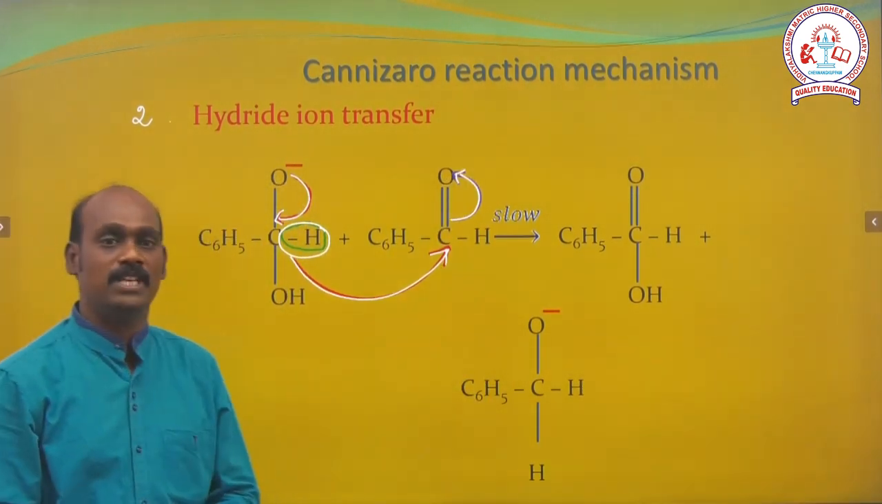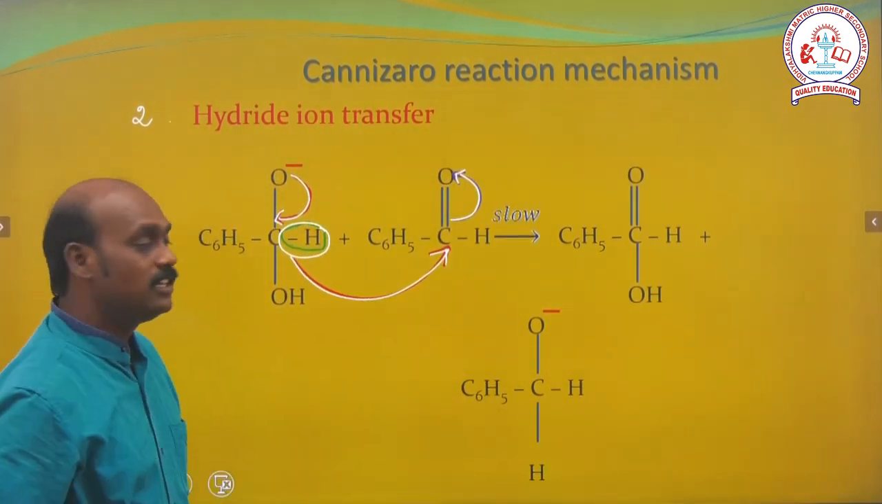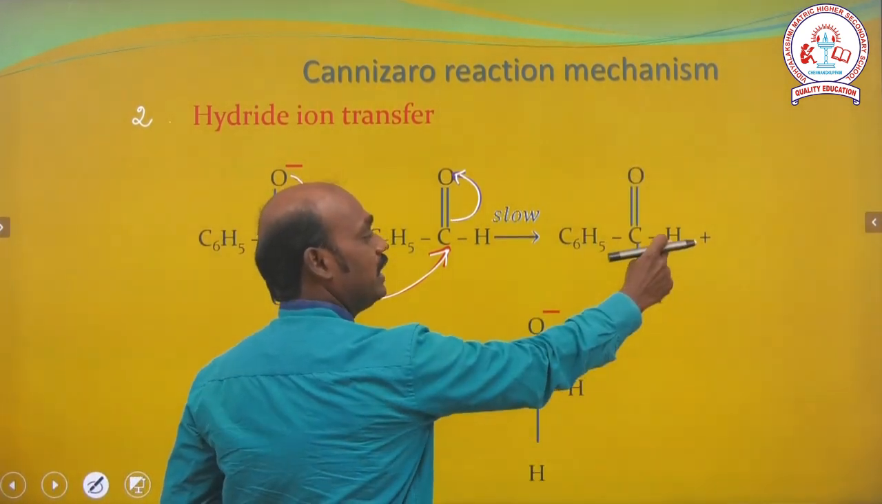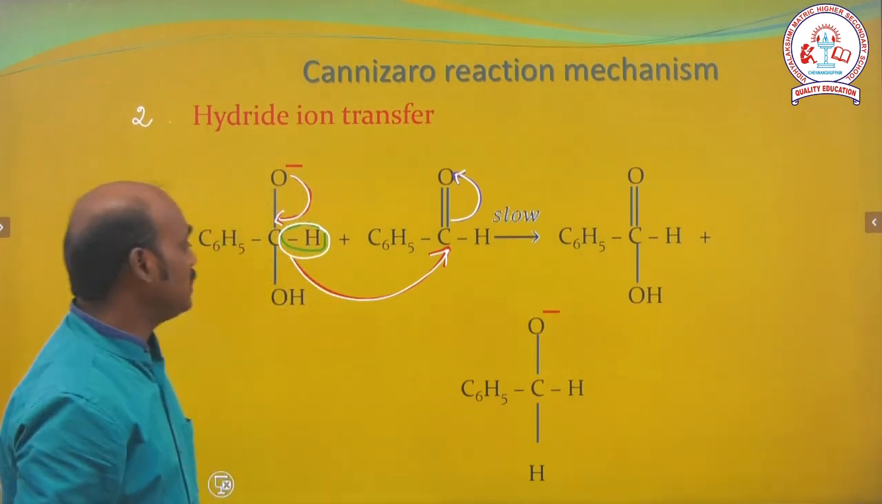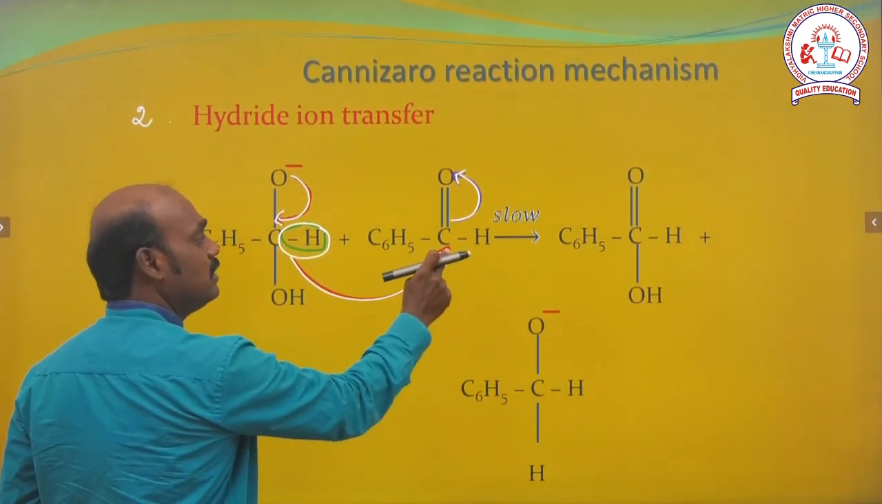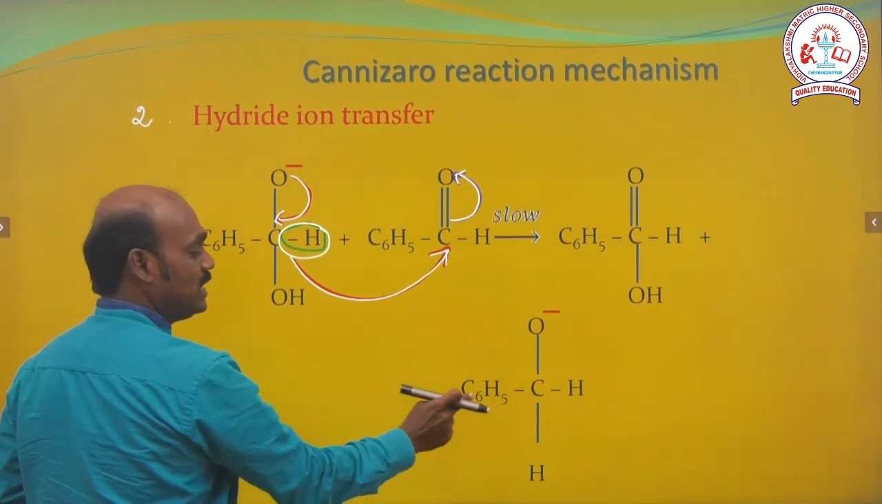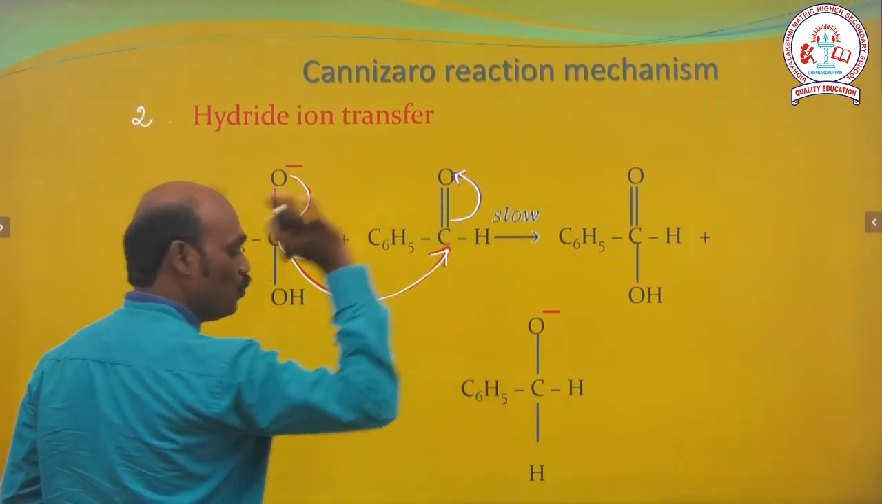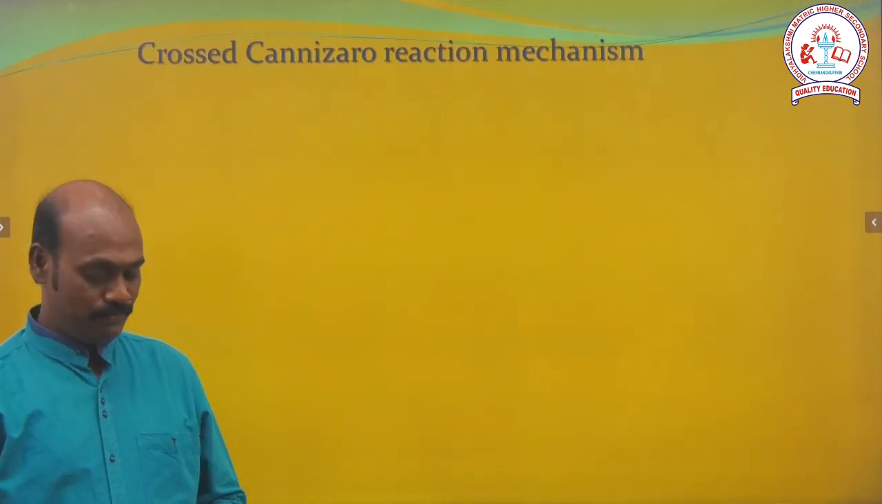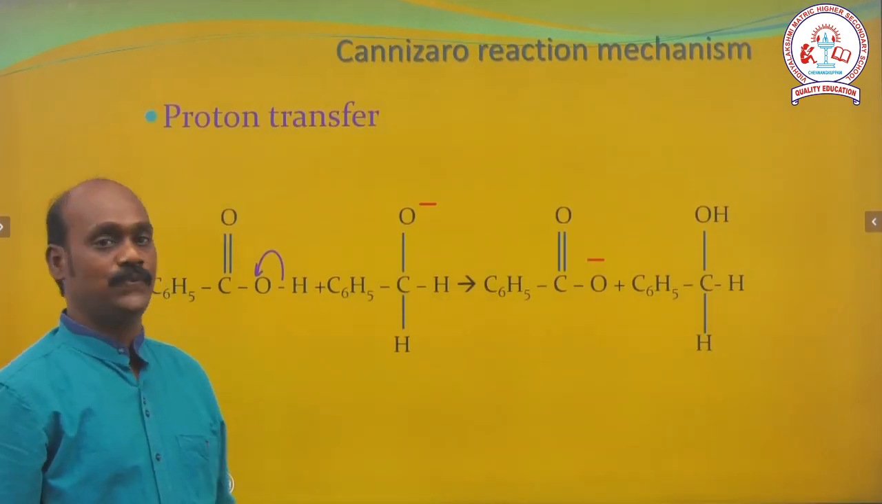This reaction is taking place very slowly. This is the rate determining step to form C6H5C double bond O, H and OH. Listen, this H is transferred to the next benzaldehyde. So we get C6H5CH2O minus. This is the second step. Then the third step is proton transfer.